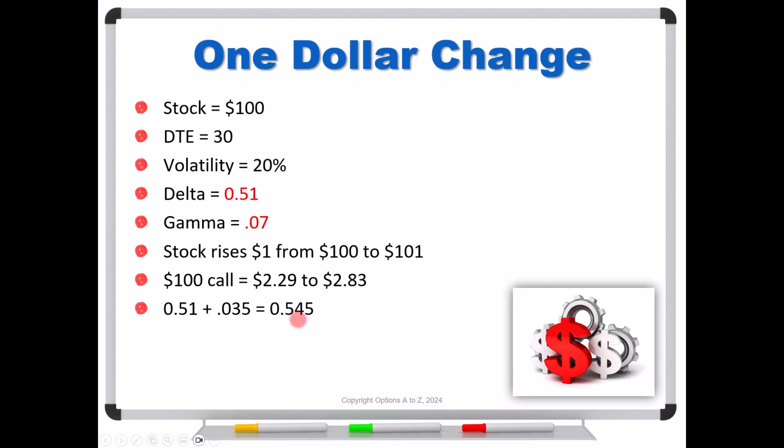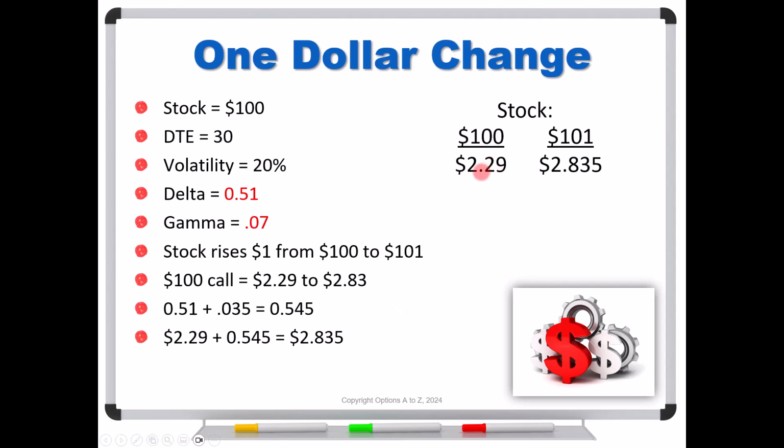So now we're going to take our option price of $2.29, we're going to add 54.5 cents to it. See, in the first example, we added 51 cents to it. Now we're trying to account for gamma. So if we do that, we get 2.835, almost $2.84. So now we've got a new option price that we've projected. I can say I would expect that my option will move from $2.29 to about $2.84, and I look at the percentage change there, and it's 23.8%.